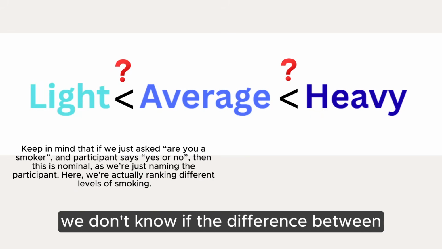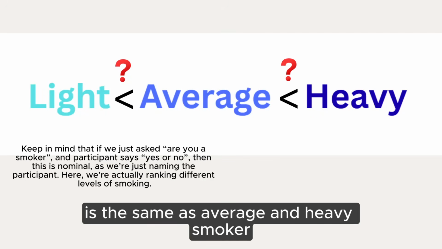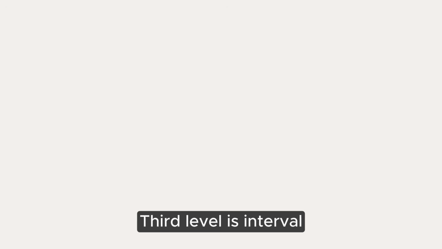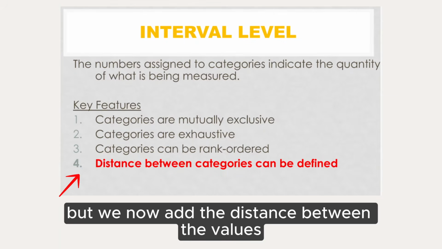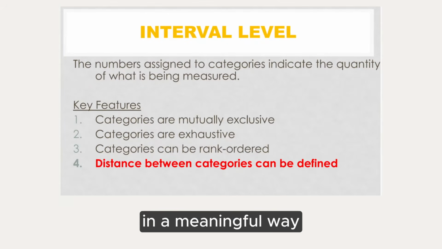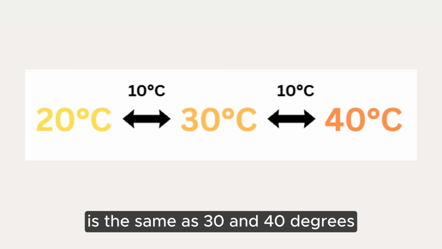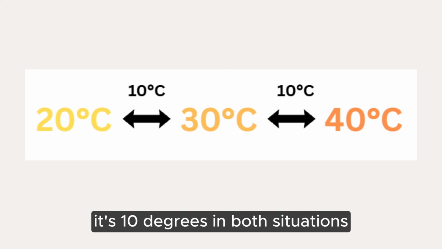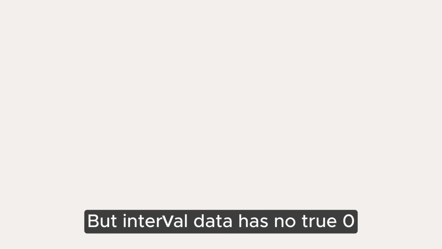We don't know if the difference between light and average smoker is the same as average and heavy smoker. Third level is interval. It has all the features of ordinal, but we now add the distance between the values in a meaningful way. For example, the difference between 20 and 30 degrees is the same as 30 and 40 degrees. It's 10 degrees in both situations. The intervals are equal, but interval data has no true zero.